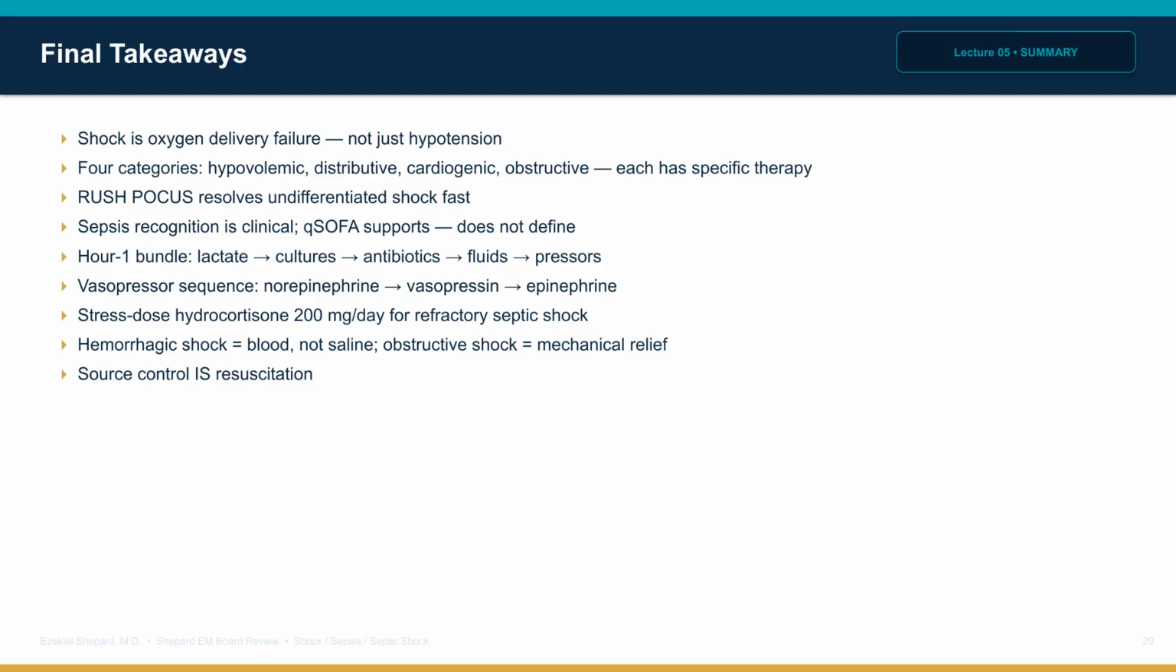The vasopressor sequence is norepinephrine, then vasopressin, then epinephrine. Stress dose hydrocortisone 200 milligrams per day is for refractory septic shock. Hemorrhagic shock is treated with blood, not saline. Obstructive shock requires mechanical relief: thrombolysis, pericardiocentesis, or needle decompression. Source control is resuscitation, and fluids require reassessment because responsiveness is not the same as tolerance. More fluid is the wrong answer in shock that has stopped responding.